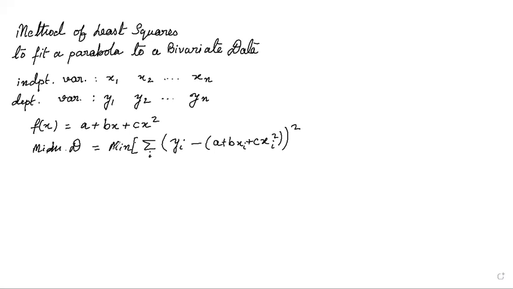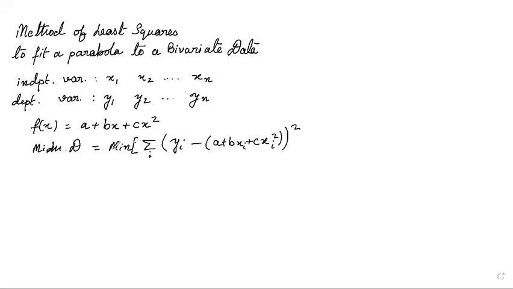In this best fitted parabola, the unknown quantities are a, b and c. So minimizing d, the distance from the bivariate data to this parabola, we will obtain three equations with the three unknowns a, b, and c. Solving those equations, we will get the values of a, b, and c, and then a plus bx plus cx square will be the best fitted parabola to the given bivariate data, right? So let us proceed.